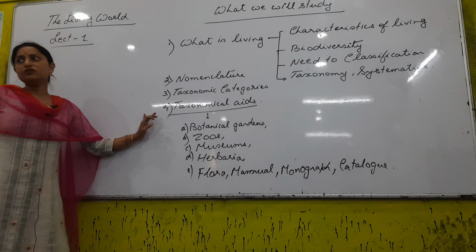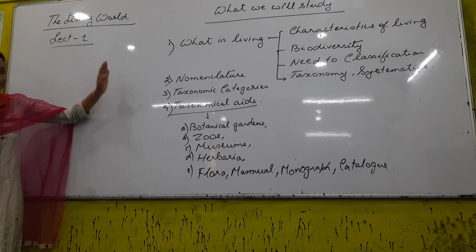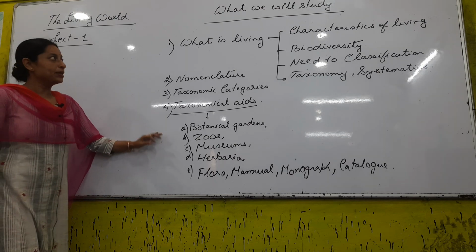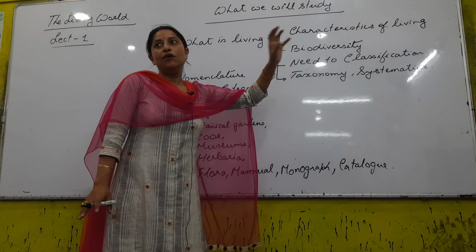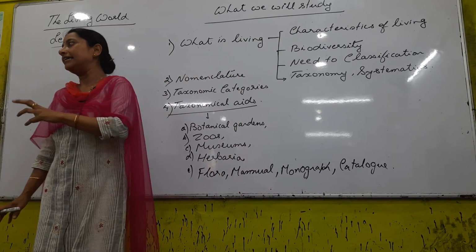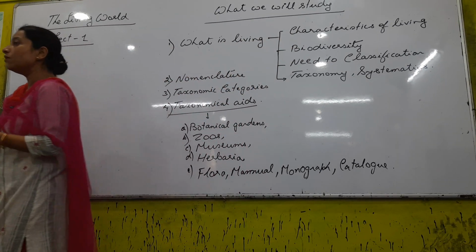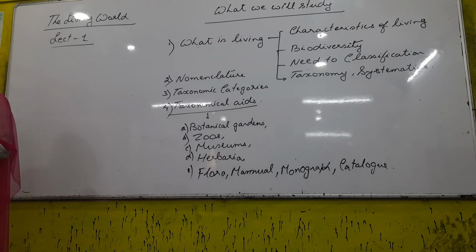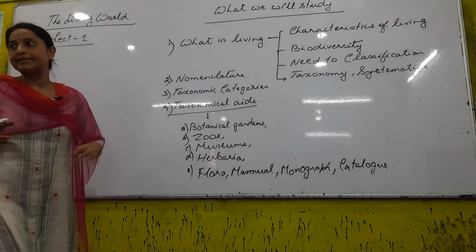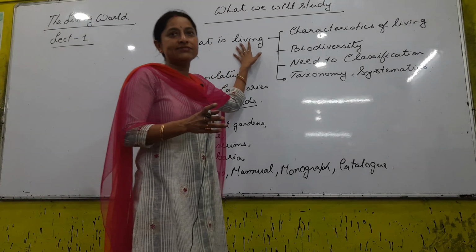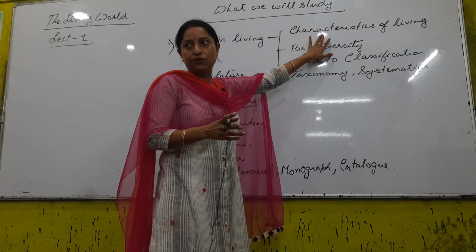Okay. So the content of the chapter, this is what we are going to study. We'll be starting with the first one, that is, what is living. Whenever we talk about living, we also think about non-living things. We always compare the living with the non-living, and then we pick out certain characteristics that define a living organism, right? So what are the specific characteristics of living? This is something that we are going to do over here.